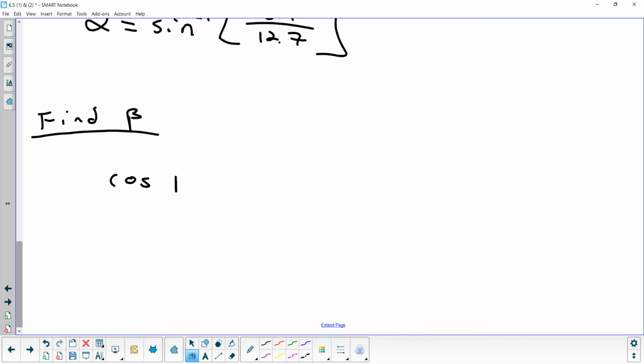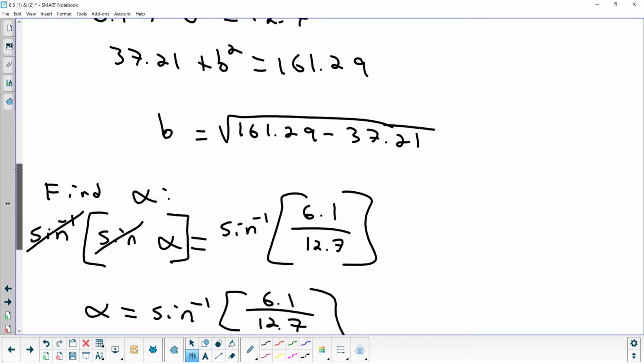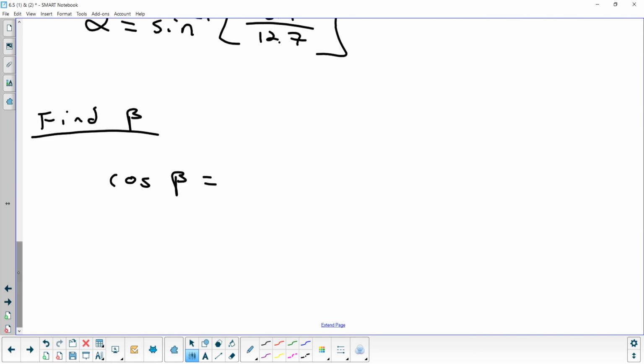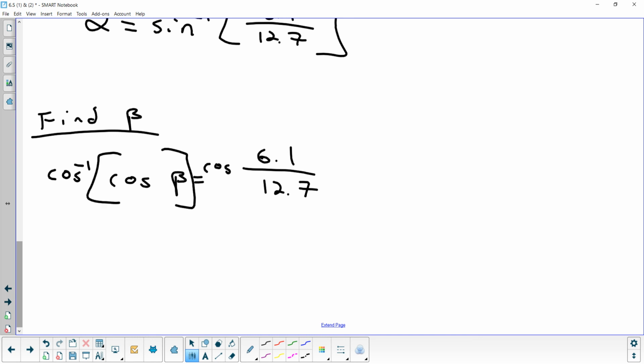So cosine of beta equals 6.1 over 12.7. And what do I do on both sides to get beta by itself? Yep. Take the inverse trig, so like the cosine. Take the inverse cosine of everything on the left. Take the inverse cosine of everything on the right. There's no multiplication happening in that whole problem. These cancel out.